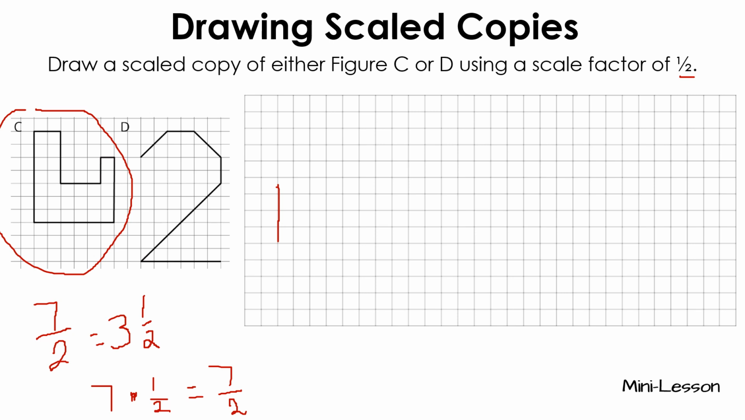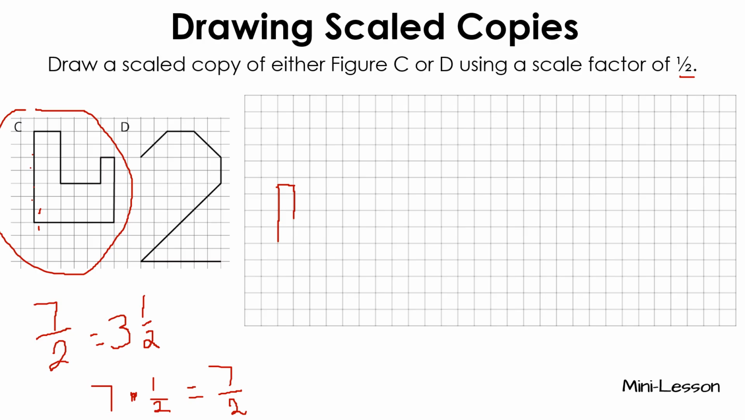We have 1, 2. 2 divided by 2, or 2 times 1/2 is 1. And we have 1, 2, 3, 4. 4 times 1/2 is the same as 4 divided by 2, and 4 divided by 2 is 2. So we're going to go 2, but because we have a half here, it's going to be 1/2, 1 whole, and another half. And that is going to get me 2.